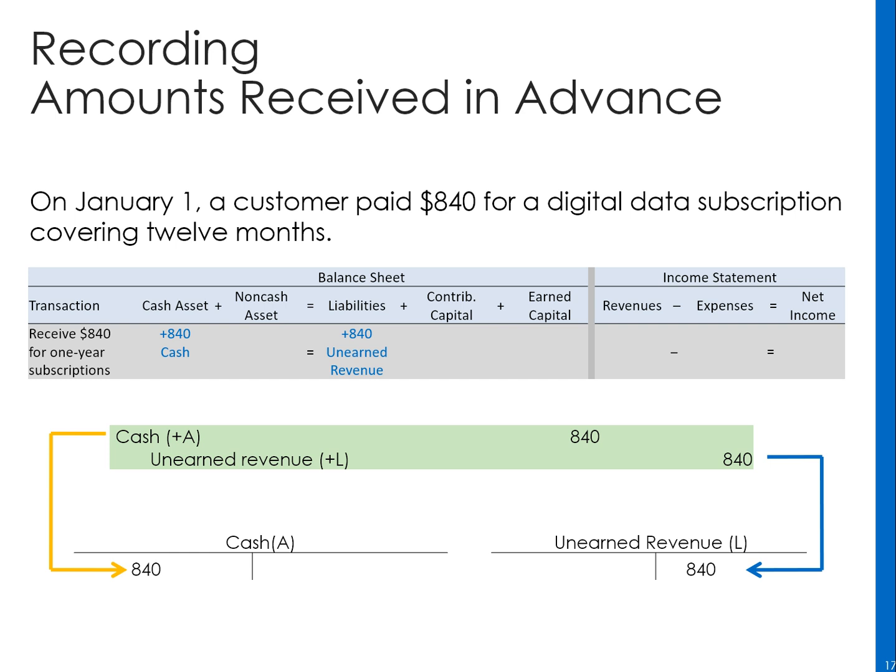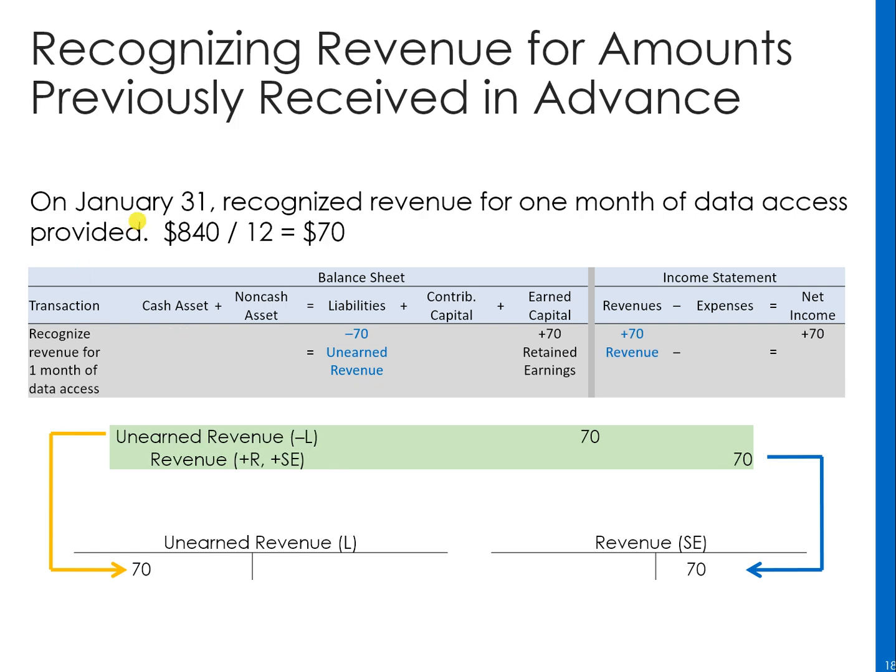Now the key is the next step, the adjusting entries. One month later, the company has provided 1 month's service, so it's time to recognize the 1 month's revenue from the data subscription. Based on the calculations, that's $70 per month from the contract price. So we're going to reduce the liability, debit unearned revenues, and increase the revenue, credit revenues, $70. This is typically how we adjust the unearned revenue to revenue.